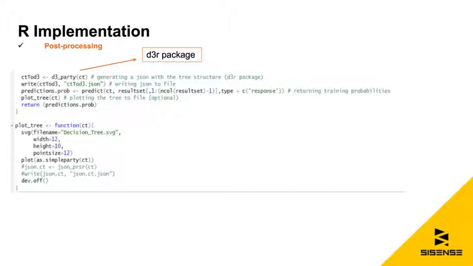So this is what is happening in the first line. I'm calling the function d3tree from the D3R package, and I'm passing the ct, which is just a decision tree object. This is after all the optimization has taken place, and we have the optimal depth, the optimal tree, and now I'm post-processing to build a UI page displaying this tree in a neat, dynamic manner. So I'm passing the ctree.